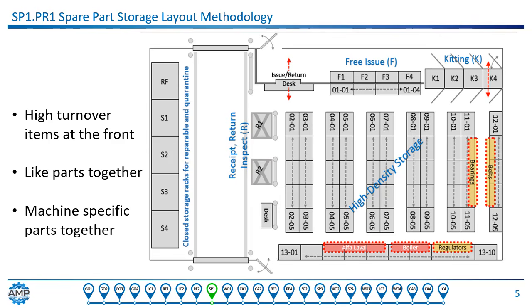Now, this will result in conflict for some items. For example, should a high-use bearing be next to the gate? Should it be in the bearing section or with the other components on a specific machine? The answer will vary based on a variety of factors, but in general, we find that the factors are listed in order of importance on the slide.